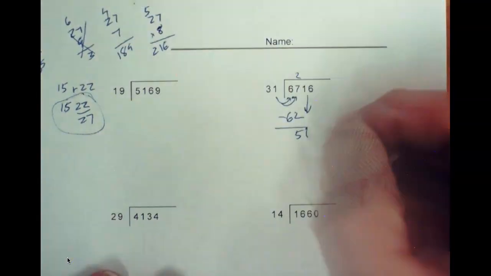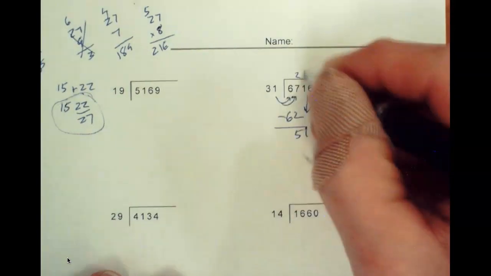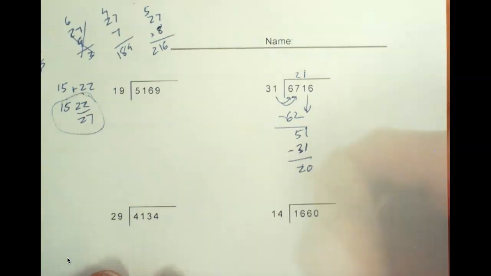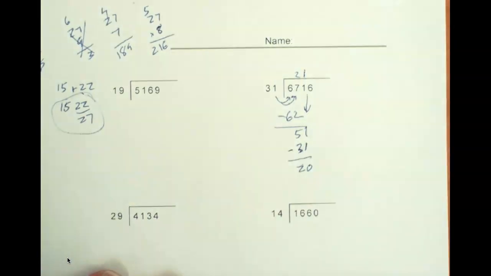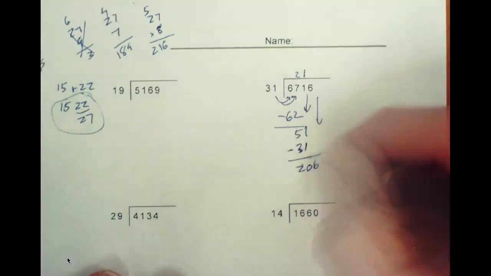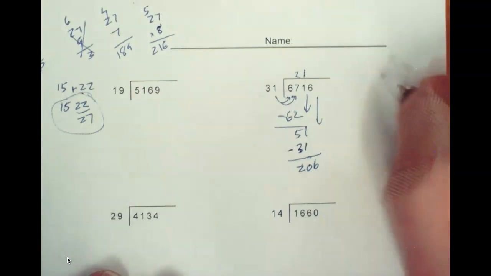Okay, so we have 51 here. So 31 will go in there just one time. So here's 31. I subtract that out. I've got 20 left. I still can bring down one more number. I have a 6. Now I have 206. I think 31 goes in there 8 times.